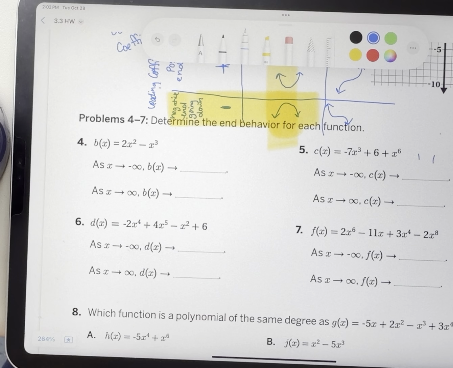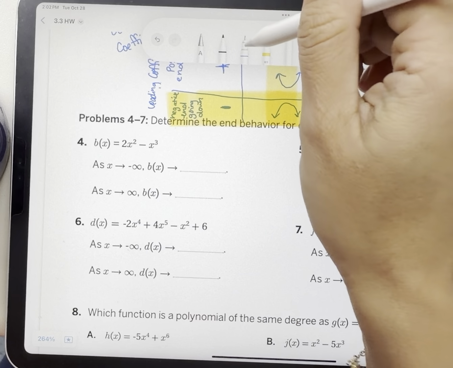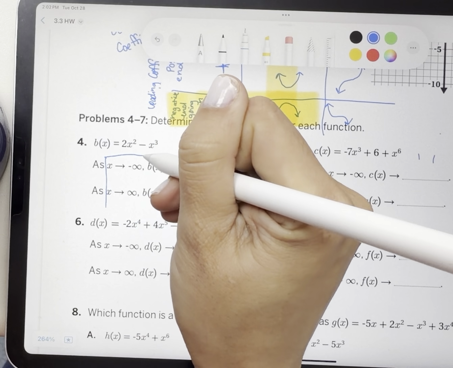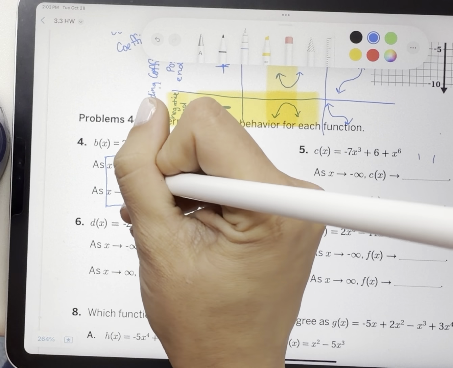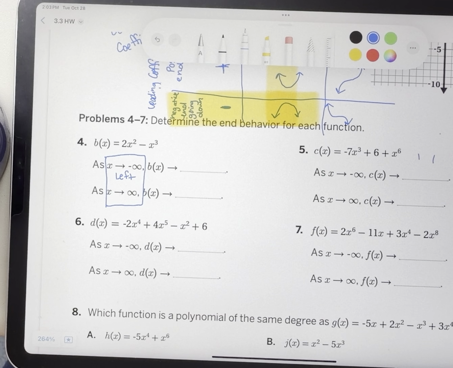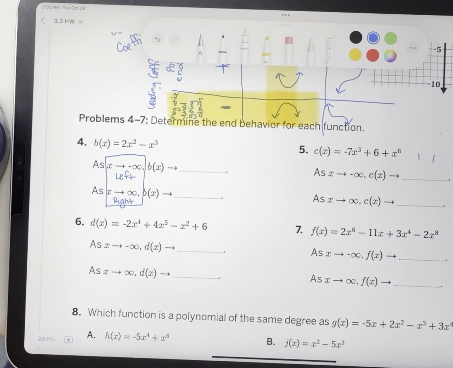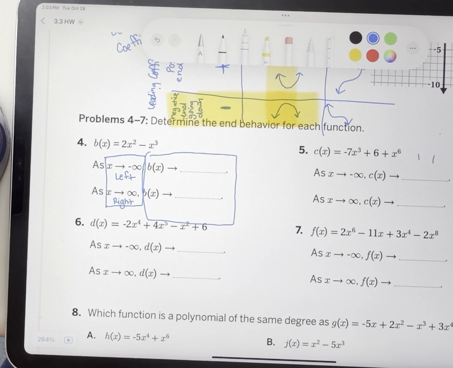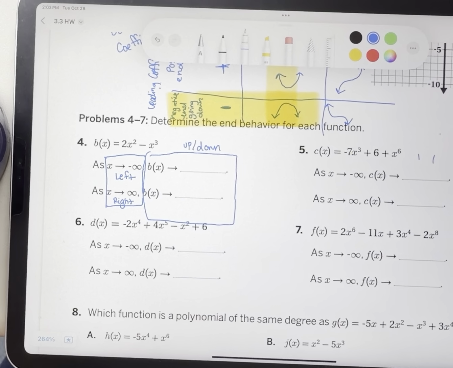Now let's go look at some more. We're going to determine end behavior, and we're going to speak the math language while we do it. The math language is, when they talk to me about x's, they're telling me left or right. An x with a negative infinity means left. And an x with a positive infinity means right. The f of x, b of x, d of x, whatever of x part, that's talking to me about up or down. And that's our job to figure out.